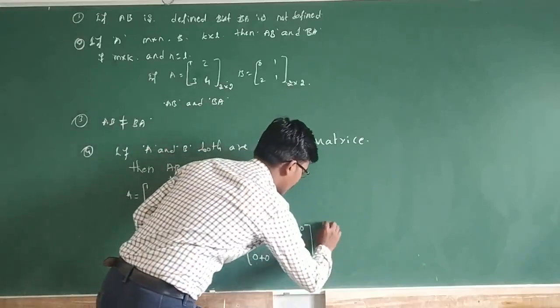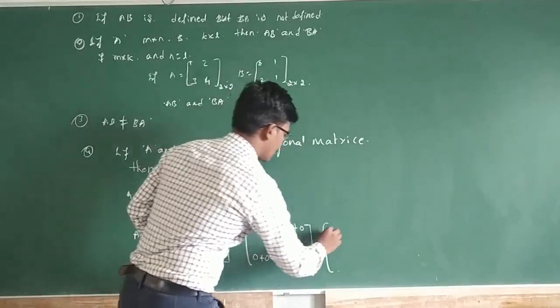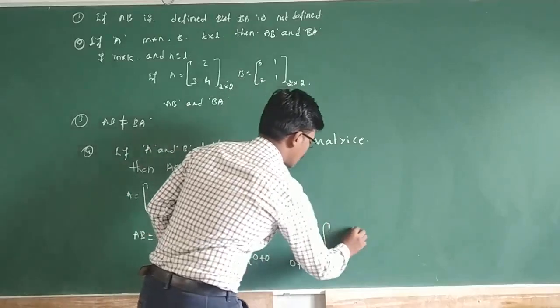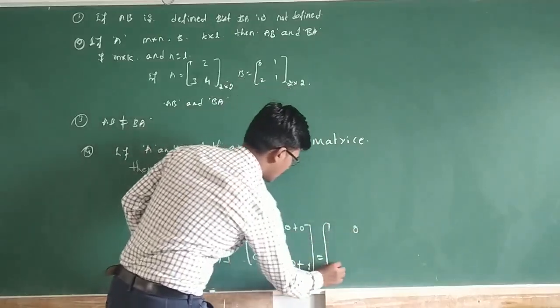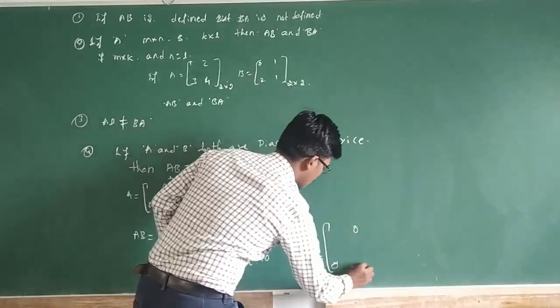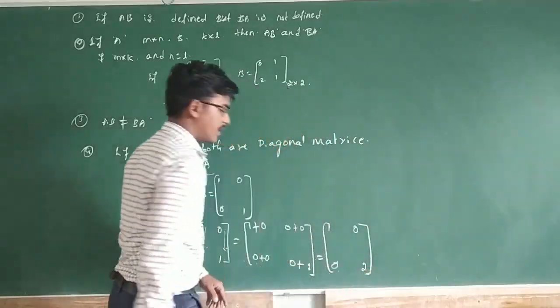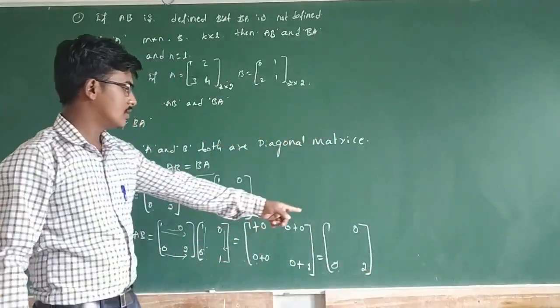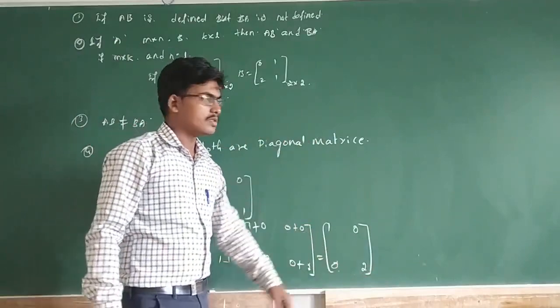What we get? 1 plus 0 is 1. 0 plus 0 is 0. 0 plus 0 is 0. 0 plus 2 is 2. AB is defined and AB is equal to, we get this matrix. Then find B.